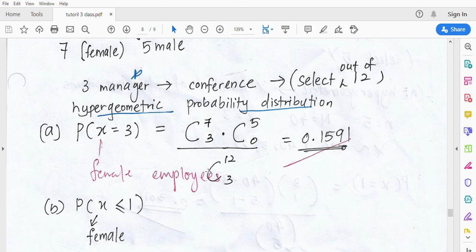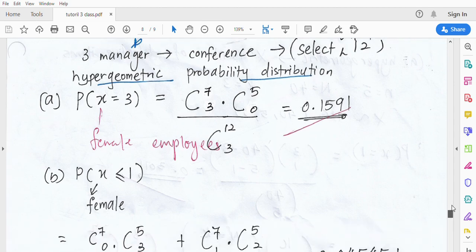A is find the probability that all 3 of them are female. So P(X = 3). From the female we choose 3, and from the male we choose nothing. 7 plus 5 is 12, choose 3, so we will get the probability 0.1591.